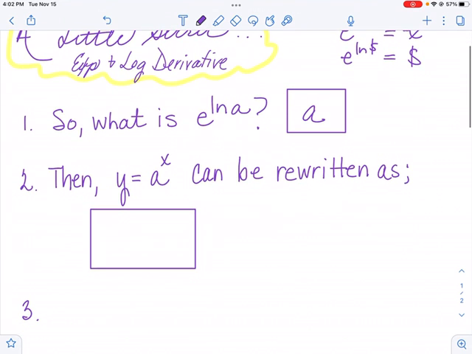So now we can take y is equal to a to the x, because remember this week we're working on derivatives of logs and exponents that look like this. This is the exponential a to the x. So how about if I rewrite this as y is equal to e to the ln of a, and then put that to the x power, like so. Okay, makes sense? That's a to the x.